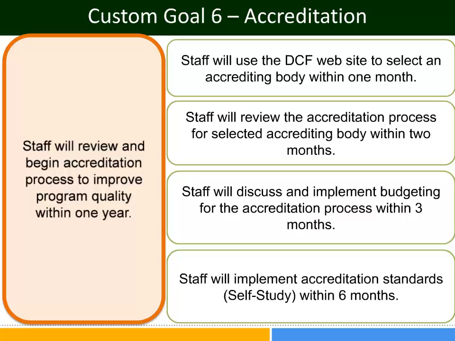The sample custom goal is: staff will review and begin the accreditation process to improve program quality within 1 year. Possible action plans for this custom goal are: staff will use the DCF website to select an accrediting body within 1 month. Staff will review the accreditation process for selecting accrediting body within 2 months.